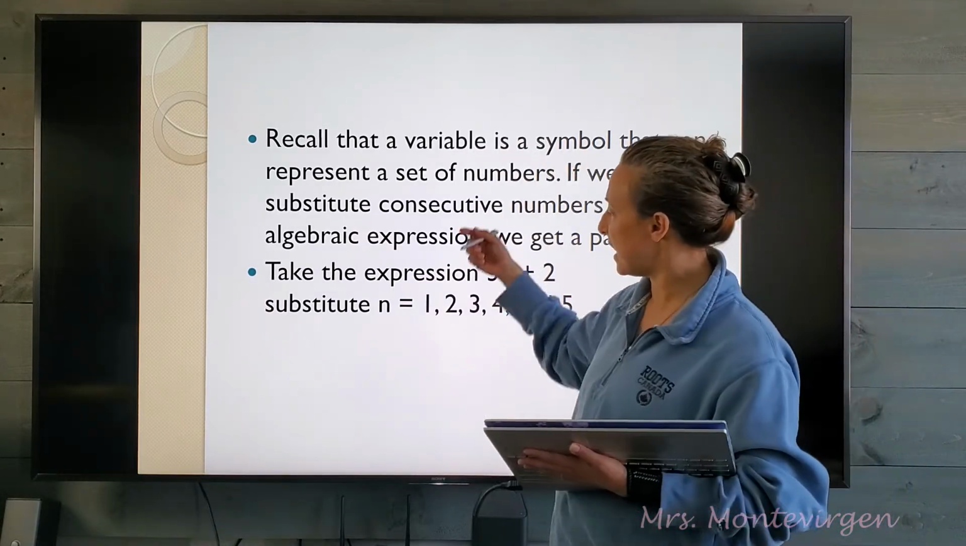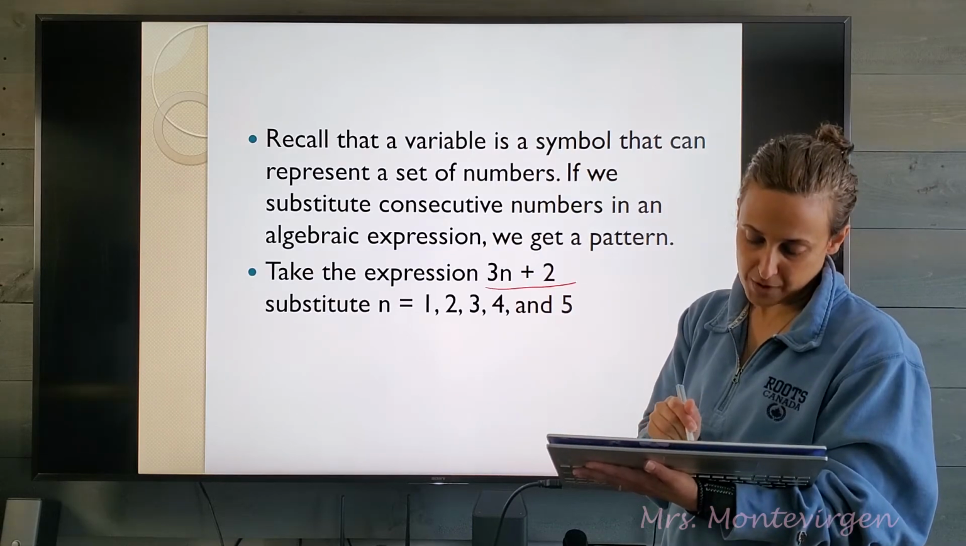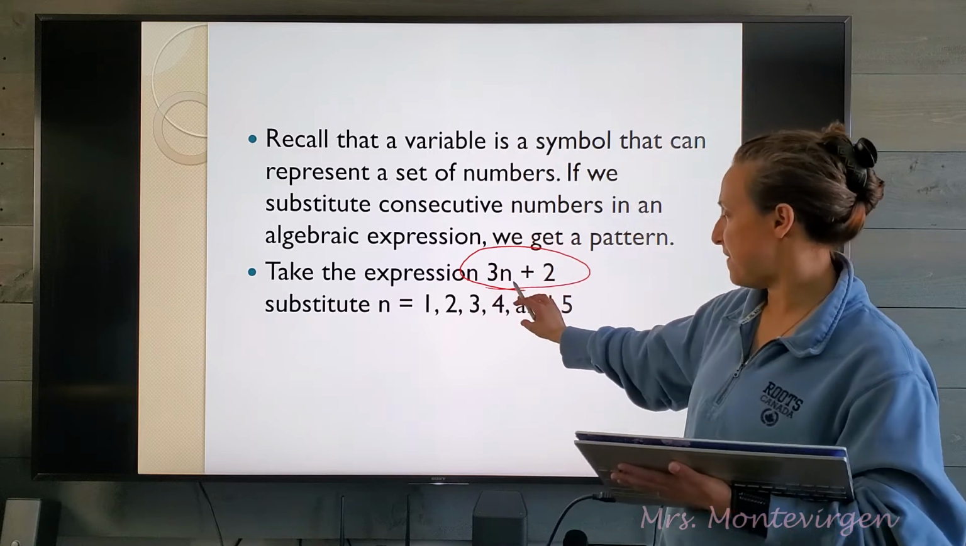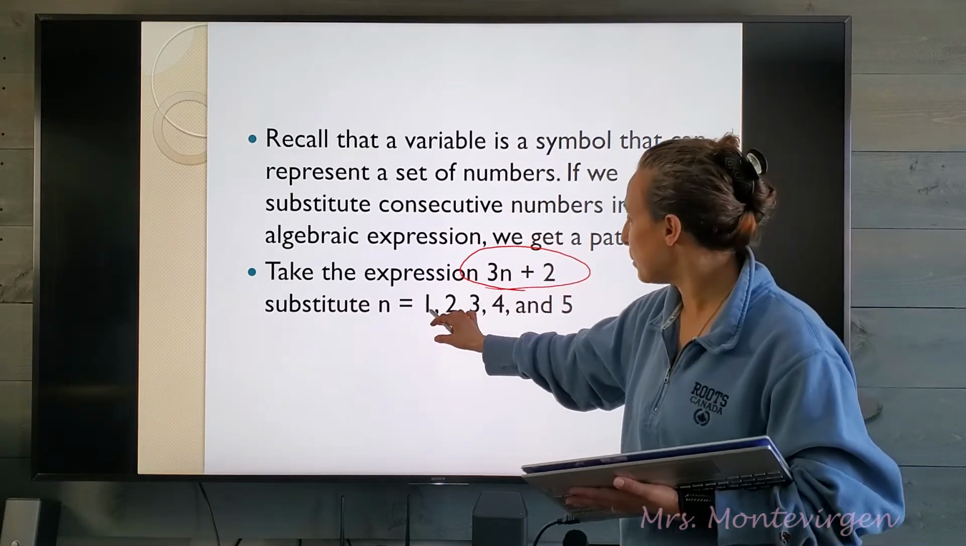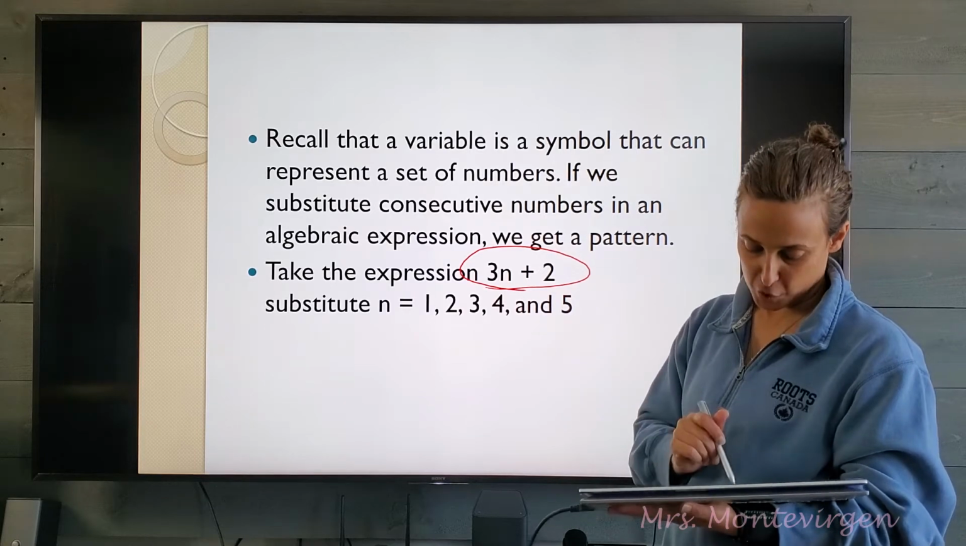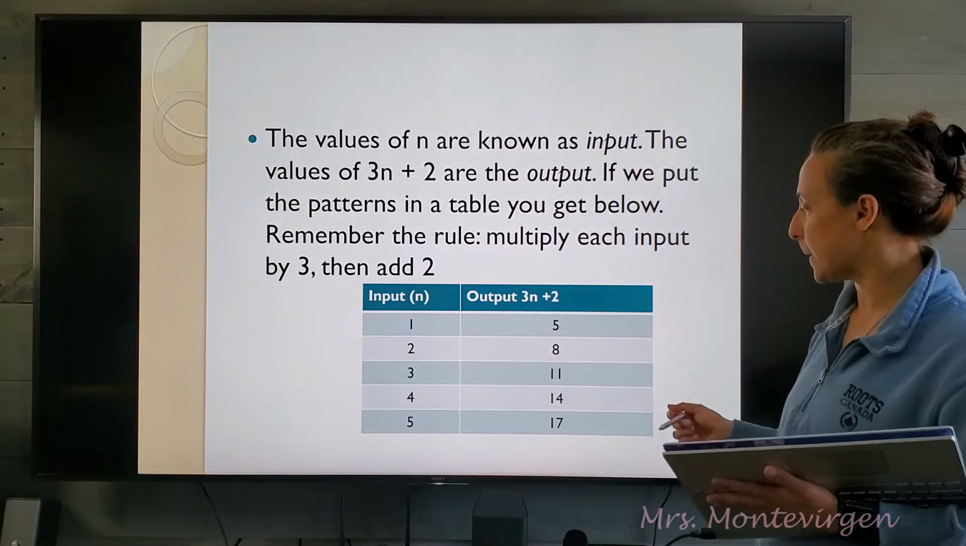So in this case, what we're asking you to do is to take the algebraic expression of 3n plus 2, and then that variable n, you're going to replace it with each of these numbers here, and then you're going to get an actual table. And let me show you what we have here.